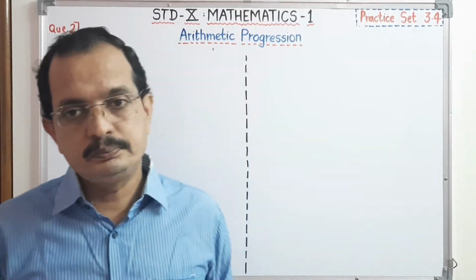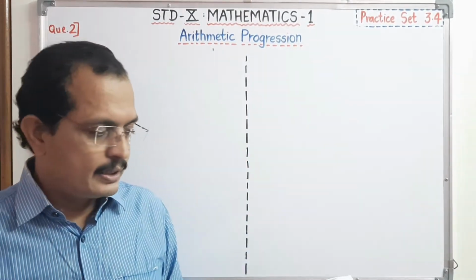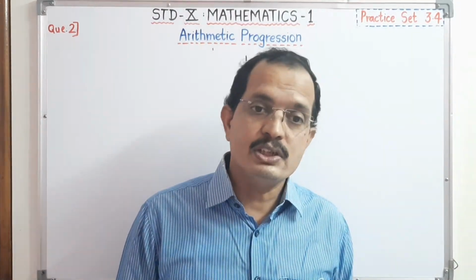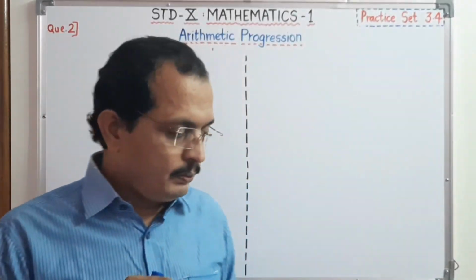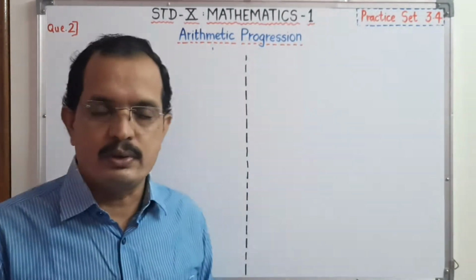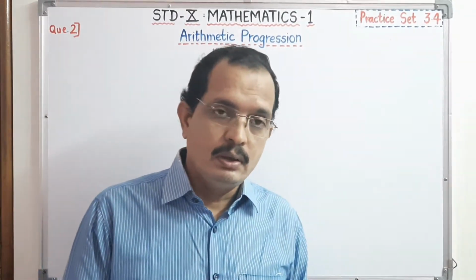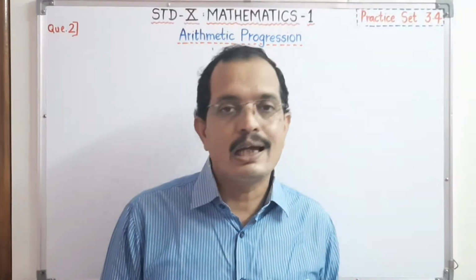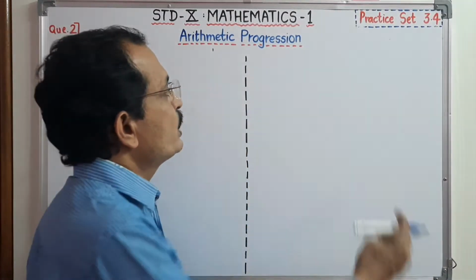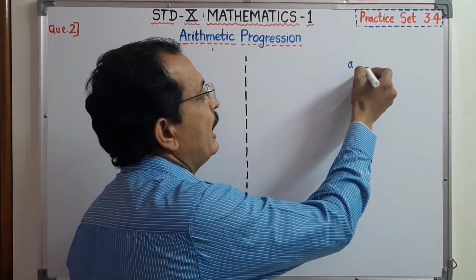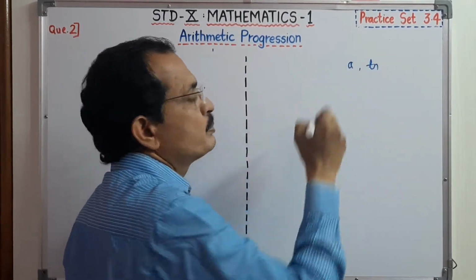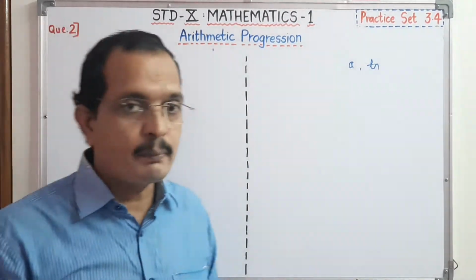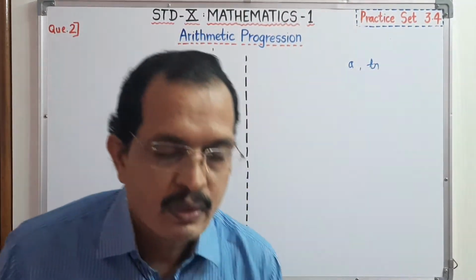Dear student, see the last sentence. Find the amount of the first and last installment. We have to find out the amount of first installment and the last installment. That means we have to find out A and last installment, that is supposed to be Tn. These two terms we have to find out. For that purpose, what information is given?